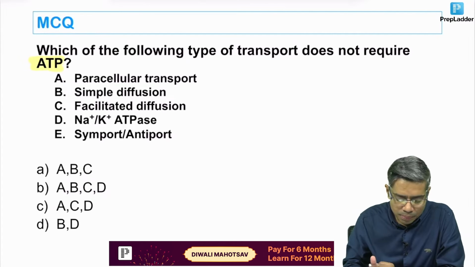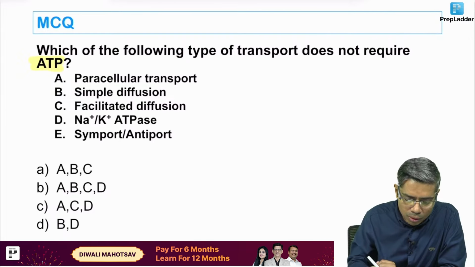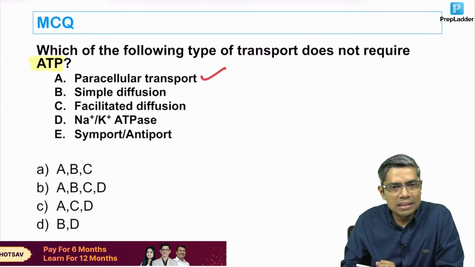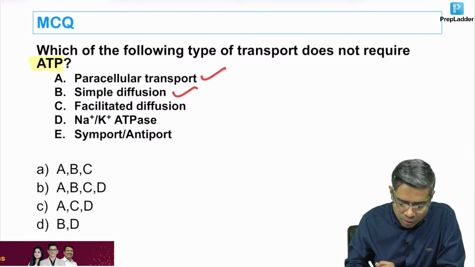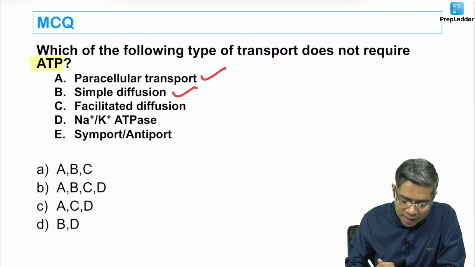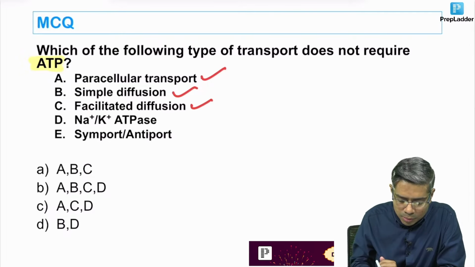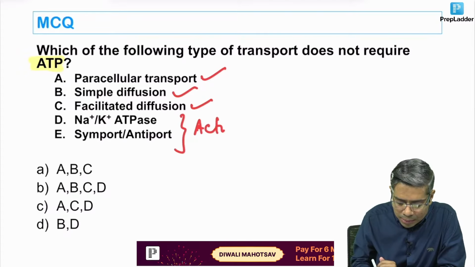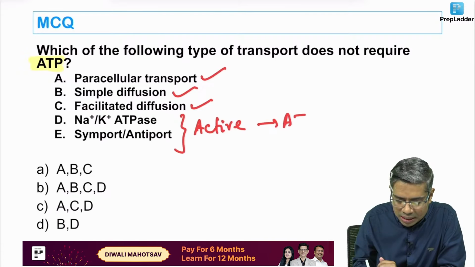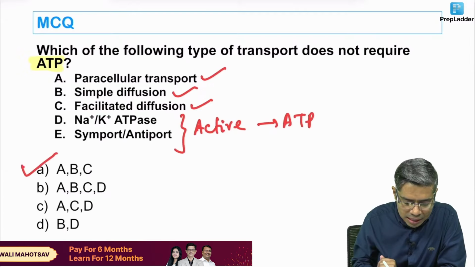Okay. So paracellular transport, we all know that this is a kind of passive transport. Simple diffusion is also a passive transport, and facilitated diffusion is also a passive transport. These two are the active kind of transport. Active transport means ATP is required. So the obvious answer is A, B, C.